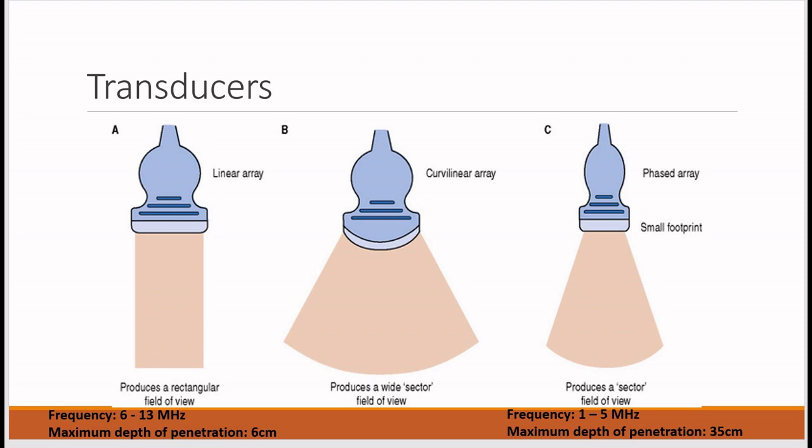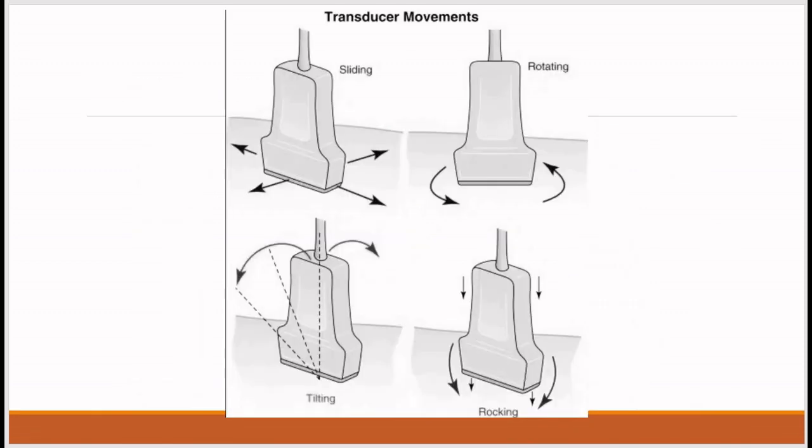The linear probe has the highest frequency and the lowest penetration depth, whereas the phased array has the lowest frequency and has the highest depth of penetration of about 35 centimeters. The curvilinear probe is in between these two and is mostly used for abdominal structures. We'll talk a little bit about transducer movements. So we have sliding, rotating, tilting back and forth, and rocking.